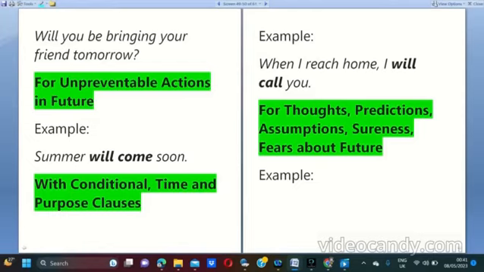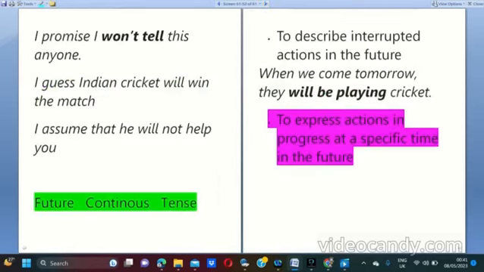Next, for thoughts, predictions, assumptions, and fears about the future, all these are explained with simple future. I promise that I won't tell this to anyone. Here, promise. I guess, here, prediction. I assume. To talk about assumptions, predictions, and promises, we use simple future.